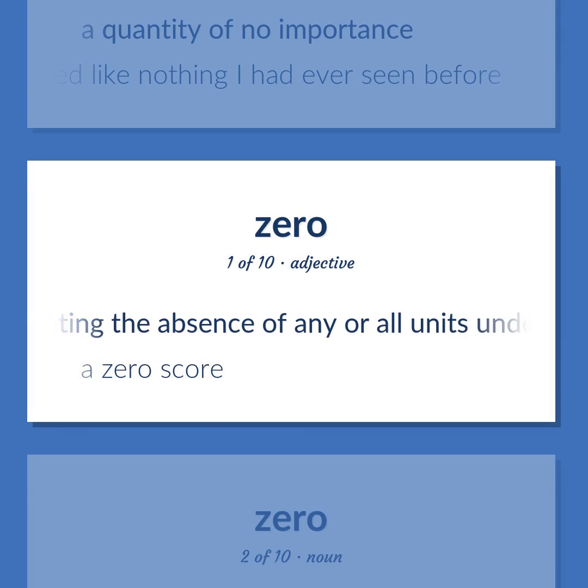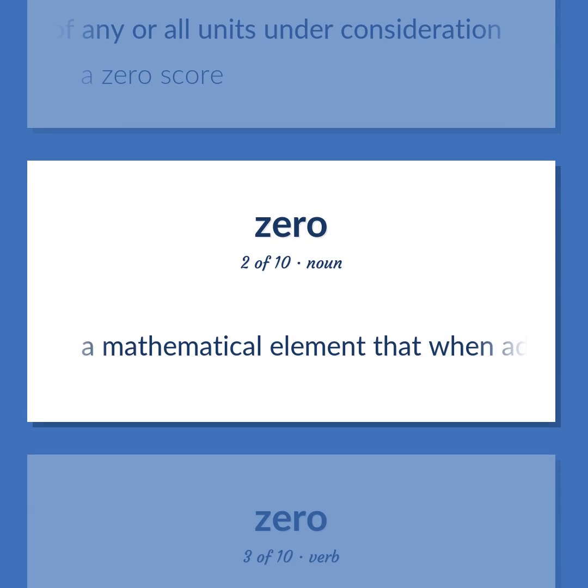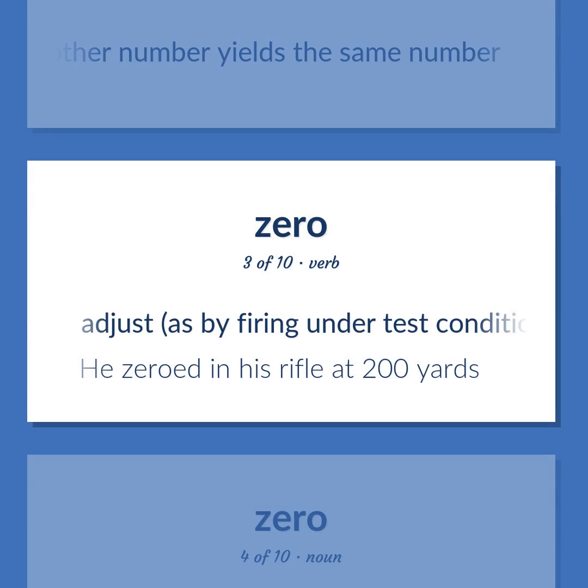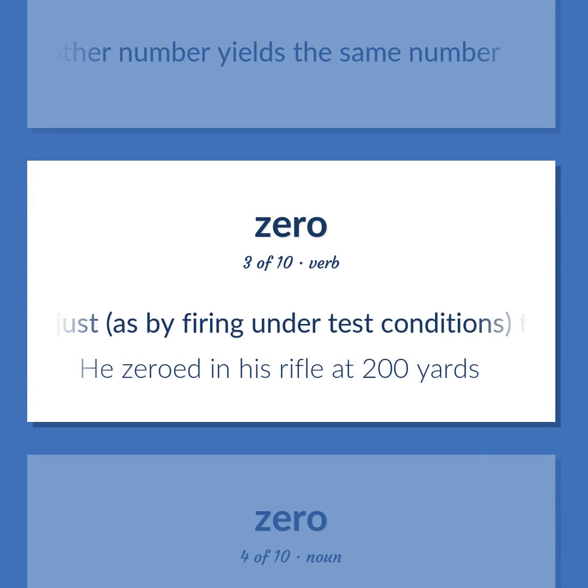Indicating the absence of any or all units under consideration. A zero score. A mathematical element that when added to another number yields the same number. Adjust, as by firing under test conditions, the zero of a gun. He zeroed in his rifle at 200 yards.